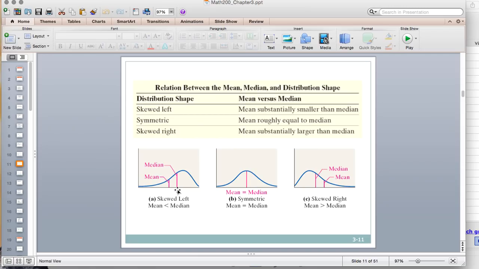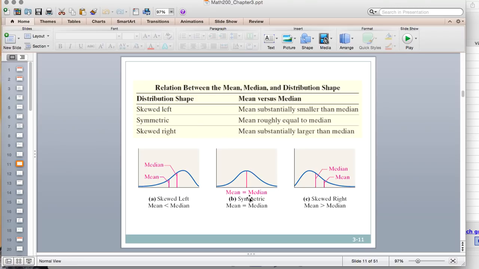So when you have something where the mean and the median differ by quite a lot, and the mean is smaller than the median, that would indicate that you have a distribution that might be skewed to the left. And if you look here, this table is saying the exact same information. Skewed left indicates that we have something where the mean is substantially smaller than the median.